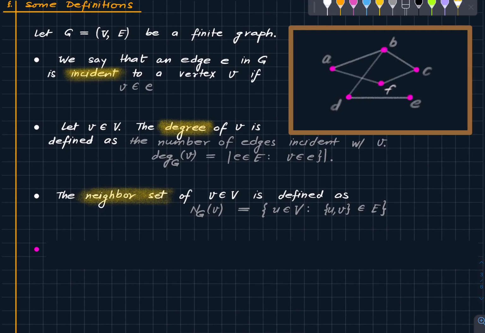Also, maybe I should introduce another terminology here. So if you and we are neighbors, then we also say that you and we are adjacent. So it's just another useful or frequently used terminology. Adjacent. Okay.